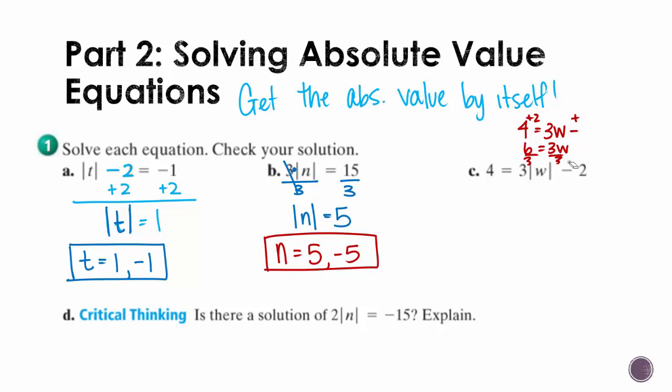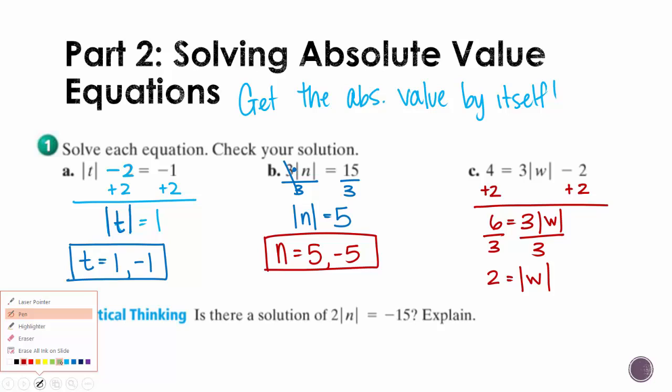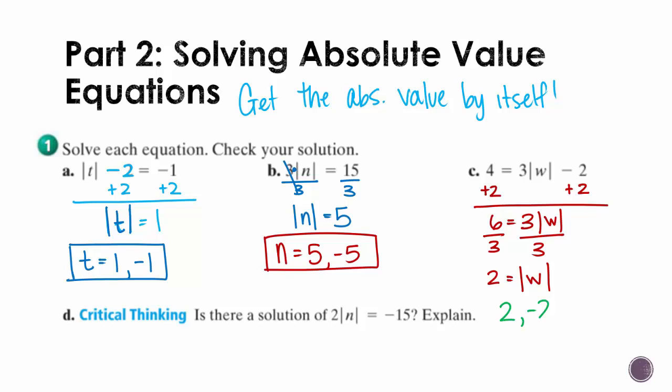So just because there's an absolute value here doesn't mean that we're going to solve this any different. The first thing that we want to do to both sides is add 2. So we get 6 equals 3 times the absolute value of w. Remember, we're trying to get the absolute value alone so that we can evaluate it. And once it's alone like this, you ask yourself, what numbers are 2 spaces away from 0 on the number line? And that would be +2 and -2 for w.